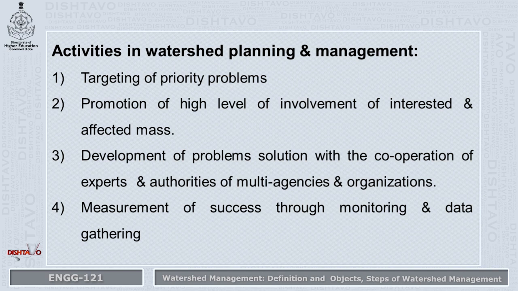Activities in watershed planning and management. There are 4 activities. First is the targeting of priority problems. Next, promotion of high level of involvement of interested and affected people. Third, development of the problem's solution with the cooperation of experts and authorities of multi-agencies or NGOs or ZPs or Gram Panchayats. Next, measurement of success through monitoring and data gathering. Finally, we have to evaluate that watershed.